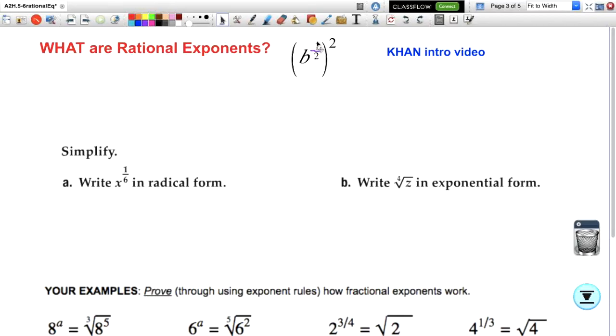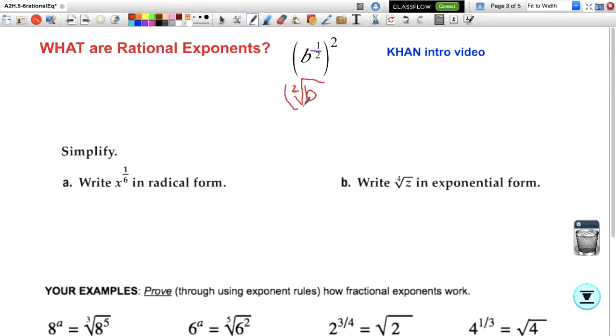So now that we've seen that Khan Academy video, we have an idea of how or where these fractional exponents come from. That denominator right there gives us an idea of what our index number is, right? That number outside of our root sign. And so if we take this idea, this b to the 1/2, based on what we saw, that would mean that it's the square root of b.